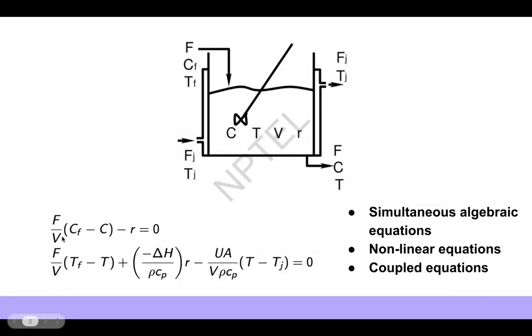So right now what we have is two simultaneous algebraic equations. They are non-linear equations, obviously. These are not linear relationships. And they are coupled equations. Coupled equations means you have to solve them simultaneously, together. Because if the concentration changes, the values of both equations change. Same with temperature: if there is a change in temperature, the values of both equations change. So these are simultaneous algebraic equations which are non-linear and coupled. So in today's class, we'll be trying to see how to solve such systems.